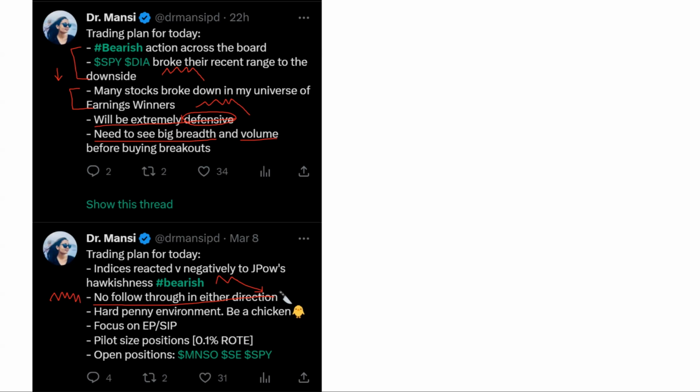This is another analogy that you can use to understand defensive versus offensive. So Minervini just calls it hard penny environment versus easy dollar environment. And in this case, I'm just quoting him or using his analogies. So he would say, it's a hard penny environment and be a chicken. Basically, that means I'm going to play defense. Focus on EPs and SIPs.